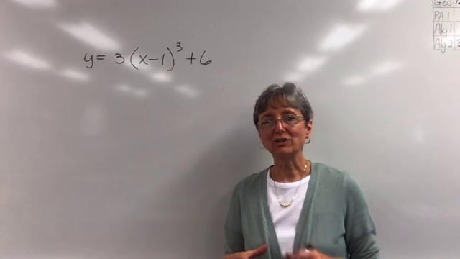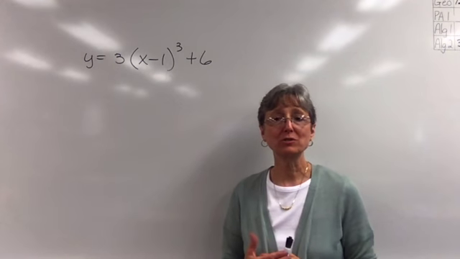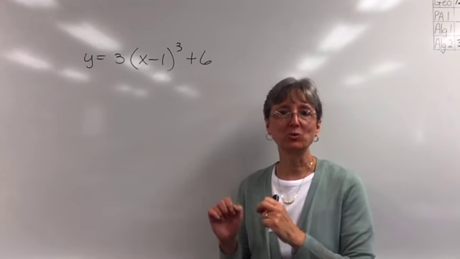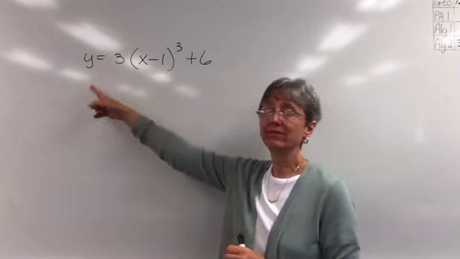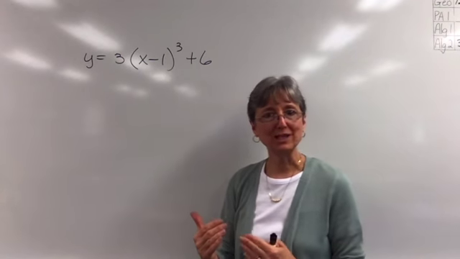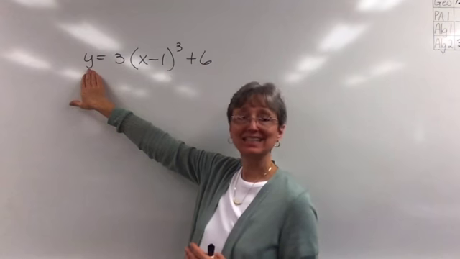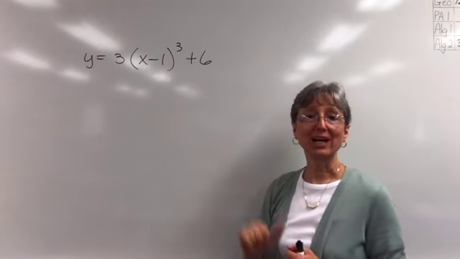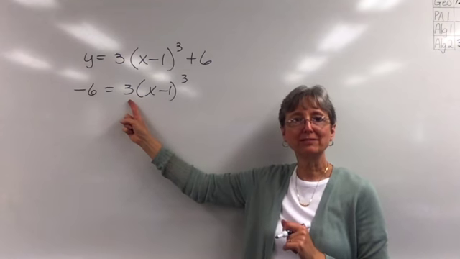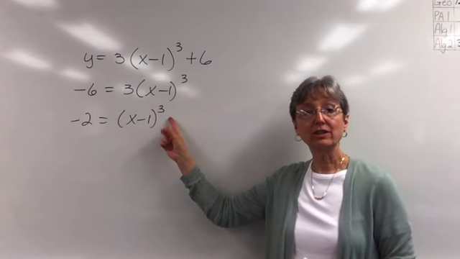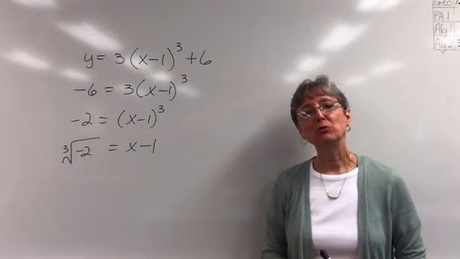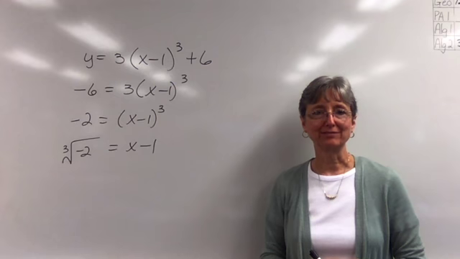So now that we've walked through those steps with letters, let's walk through those steps with numbers and answer this question: what are the real zeros of this transformed cubic equation? So we'll go through the same steps. We'll start by making this equal to 0 and then subtracting 6. Next, we'll divide both sides by 3. Now we'll take the cube root of both sides to get rid of this third degree. And now we'll add 1 to both sides.